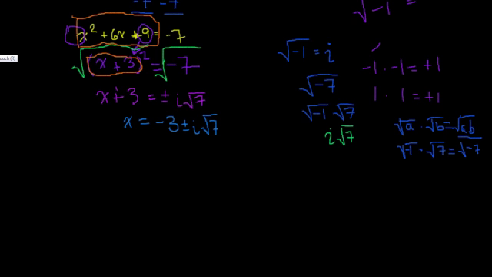So, pretty much, that is our final answer. x equals negative 3 plus or minus i rad 7.